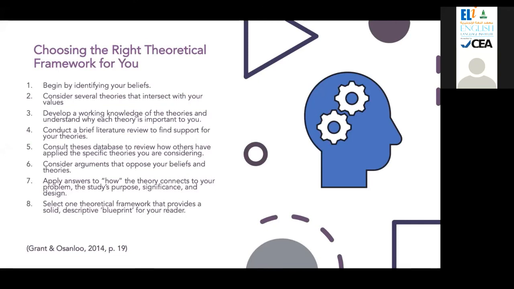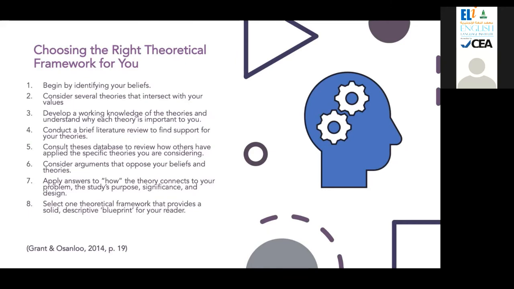Consider the arguments that oppose your beliefs and theories. And this is a very important tip here. You do not only use theories that are informing your research, you have to look at theories that oppose your ideas because you need to provide an answer for that as well. So: this goes against my study and my beliefs and my arguments, for example, for my research, for these reasons. So you have to be aware of the opposing theories as well. And you have to apply the answers to how the theory connects to your problem and the study's purpose, significance, and design.